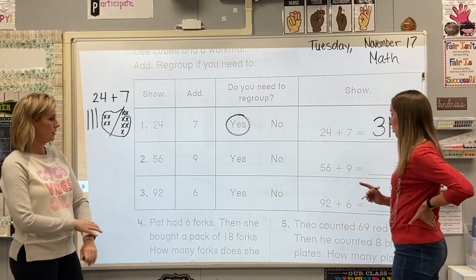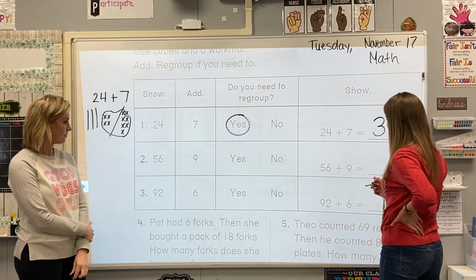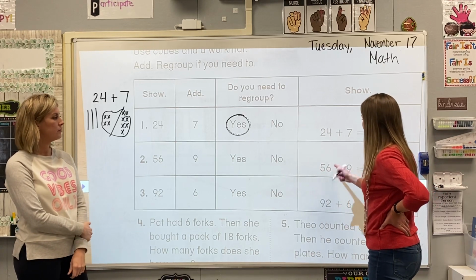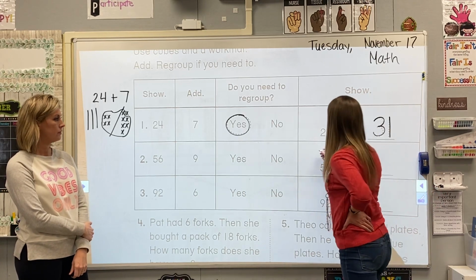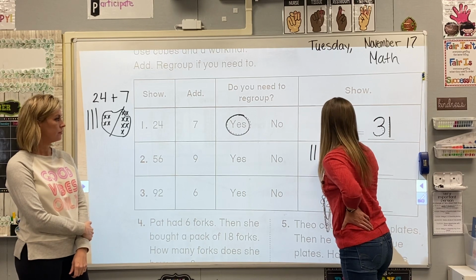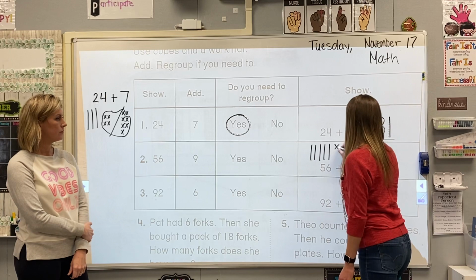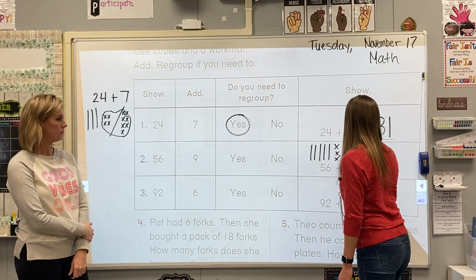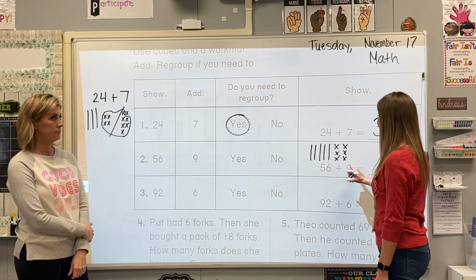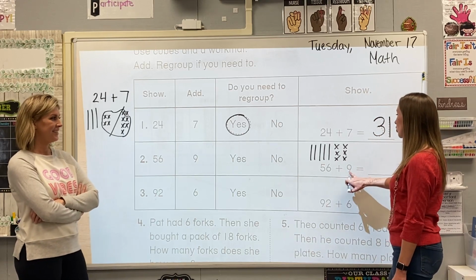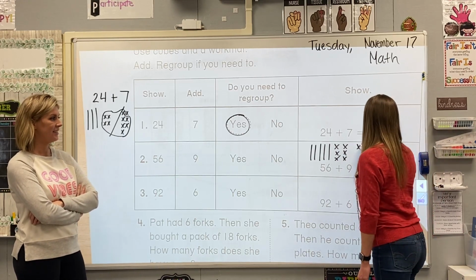Absolutely. Okay, so we have 56 plus 9. So I'm going to start by drawing my model for 56, which is 5 tens. So 1, 2, 3, 4, 5 with 6 ones. 1, 2, 3, 4, 5, 6. Whoa, we got a big number here. I'm going to leave a little bit of space, and then I need to draw 9 ones.